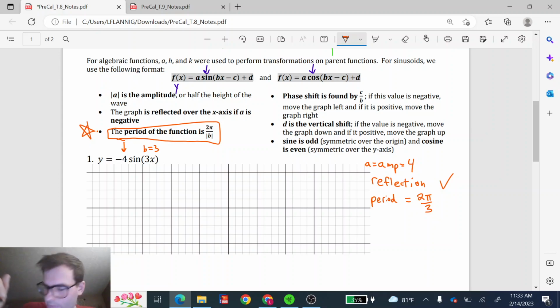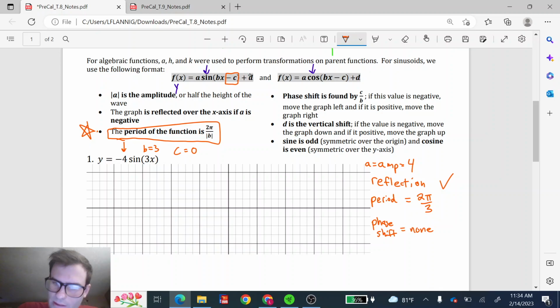2 pi over 3. And we're going to get back to that, what that means. There's a phase shift. This is the idea of moving left and right. So if this ends up being negative, it's going to shift to the left. If it ends up being positive, it'll shift to the right. And be aware, this is minus c. So it's going to be the opposite of whatever you see in there. So right now c is actually 0 because there's nothing being added or subtracted inside the parentheses. So 0 over anything, or 0 over 3 in this case, because c is equal to 0, there's no phase shift, so none.